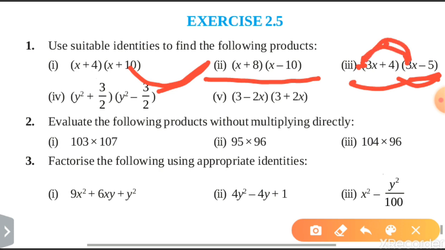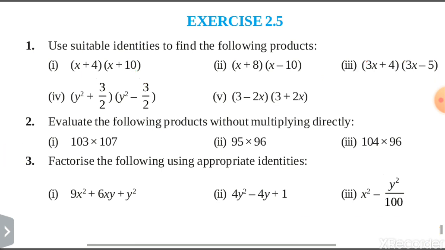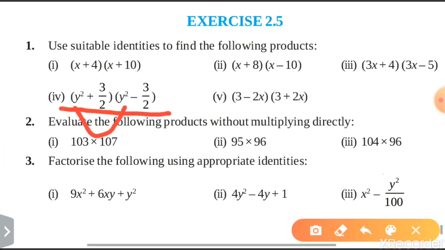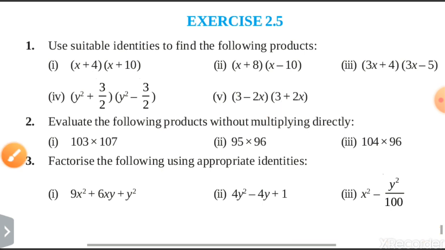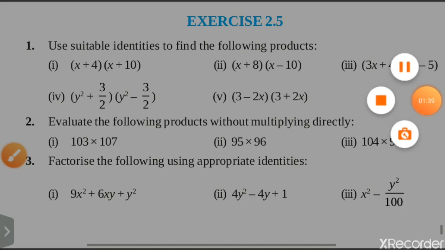x plus a into x plus b is equal to x square plus (a plus b) in a bracket x plus a into b. In the next part you can see that the first part is the same and similarly the second part is also the same. So we can apply (a plus b)(a minus b), which means the answer will be a square minus b square. And in the next one, the first part is the same and similarly the second part is also the same, so we can apply x square minus y square in this question also. Now I will show you the solution of question number 1.